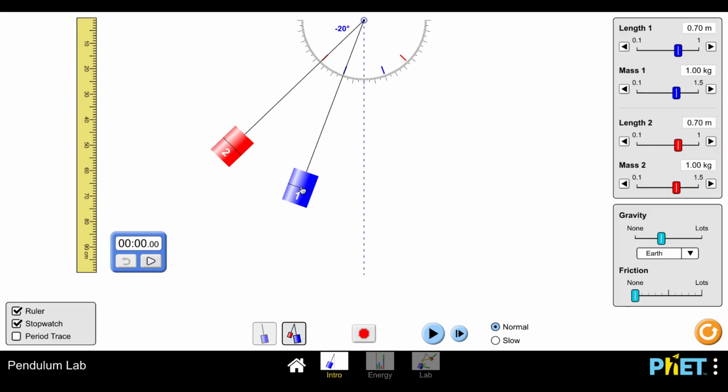This one, I'm dropping it at a 20-degree angle. And they're all going to have the same sort of scenario, but the only thing that's different is the angle. Now, if you look, they both take the same amount of time to complete one cycle.